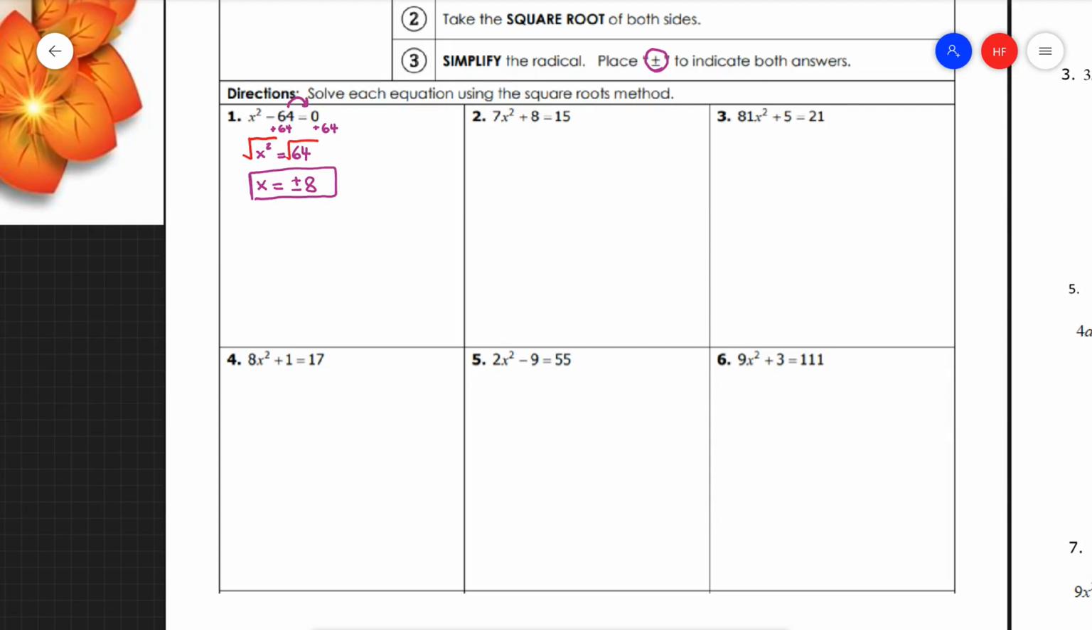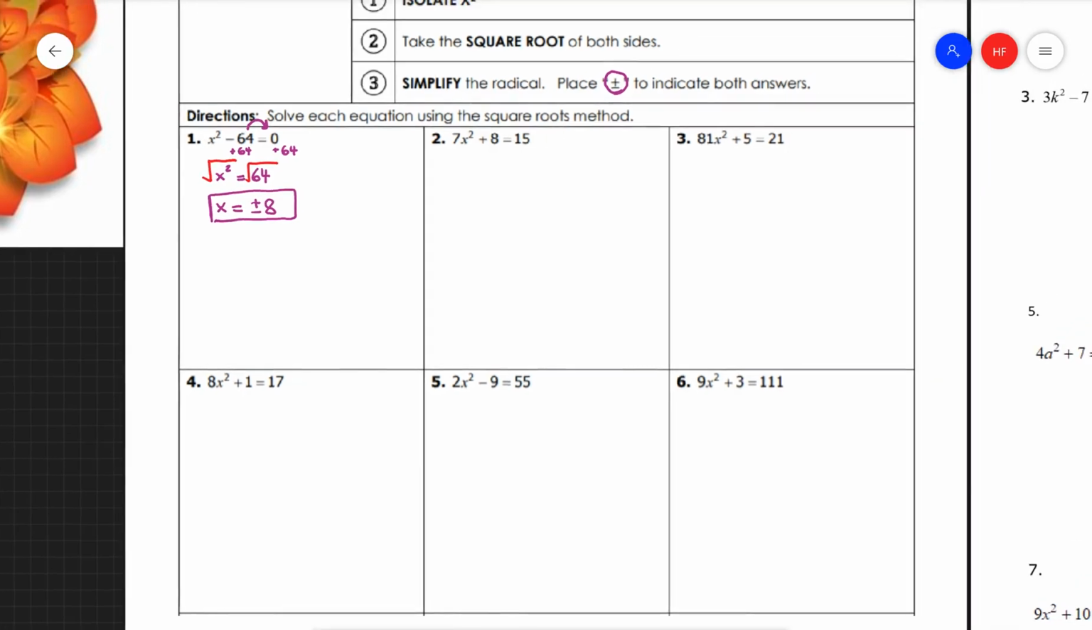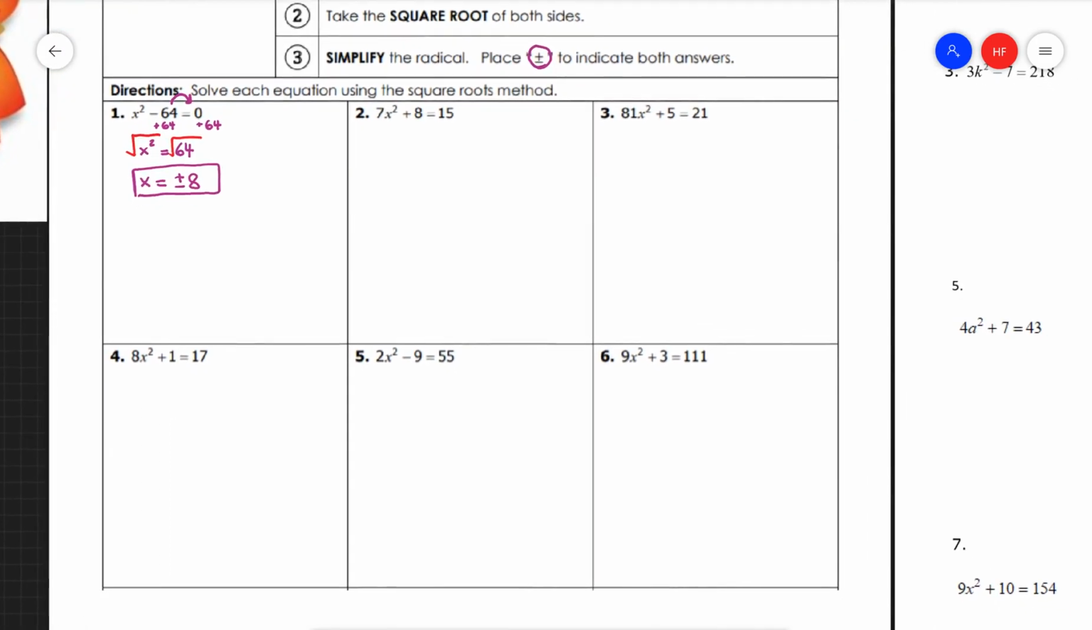On number 2, 7x squared plus 8 equals 15. So first thing I want to do is move that 8 over. I get 7x squared equals 7. But I can't take the square root of 7. What I can do is divide everything by 7. So that way I get x squared equals 1. Now I have it of that form x squared equals n. So I'm going to take the square root of both sides. And x equals plus or minus 1.